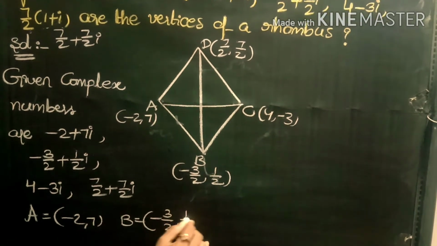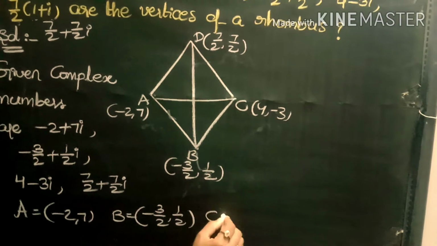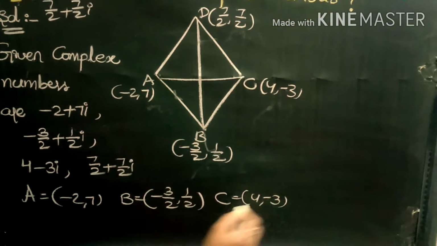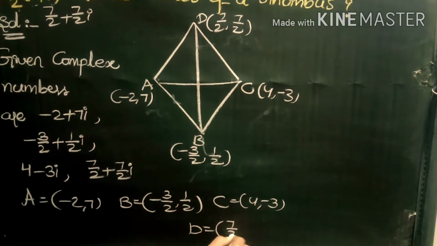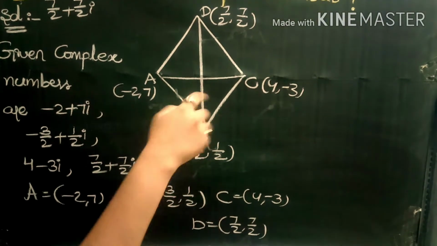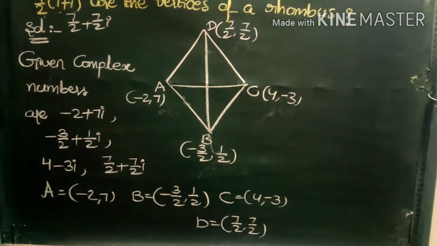Second point B is equal to (-3/2, 1/2). Third point C is equal to (4, -3). And the last point D is equal to (7/2, 7/2). Now we are finding the distance values.